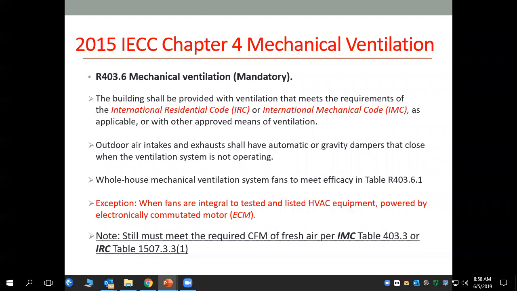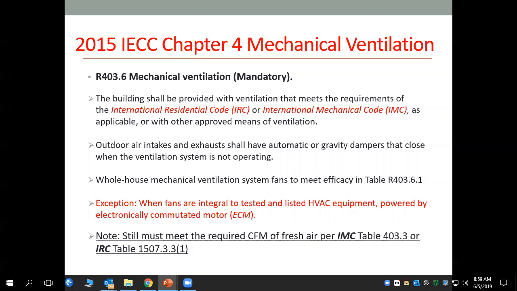Excuse me again. Chapter 4 is mechanical ventilation. The ICC decided, which I thought was smart of them, instead of writing it themselves, to follow the International Residential Code or the International Mechanical Code, which addresses ventilation. Outdoor air intake and exhaust shall have automatic or gravity dampers that close when the ventilation system is not operating. Whole house mechanical ventilation system fans must meet the fan efficiency requirement, Table 403.6.